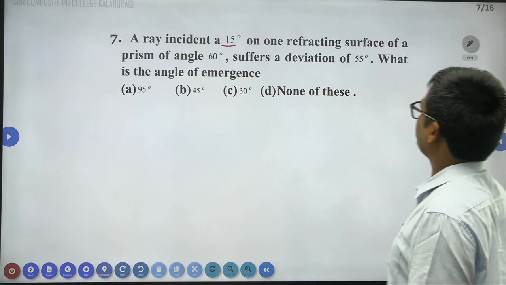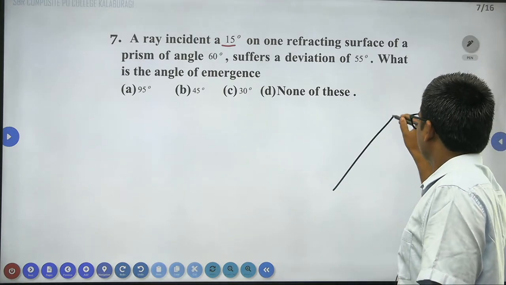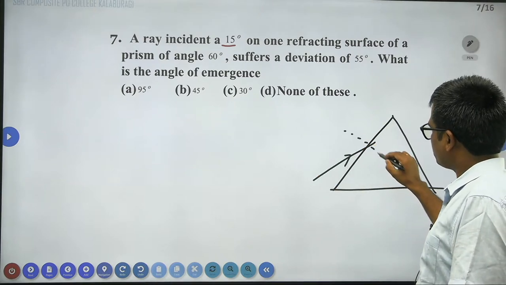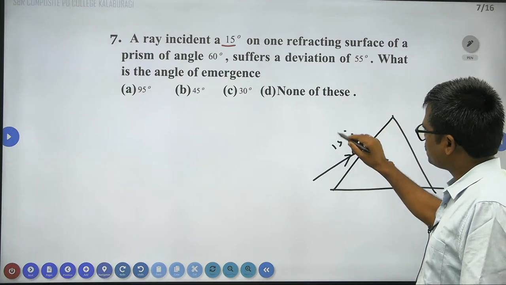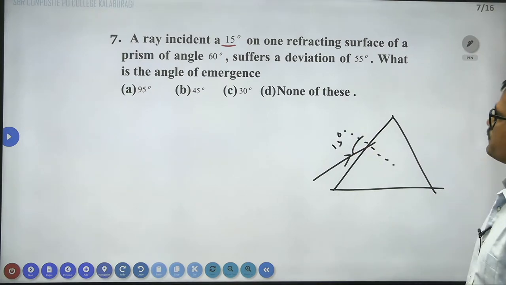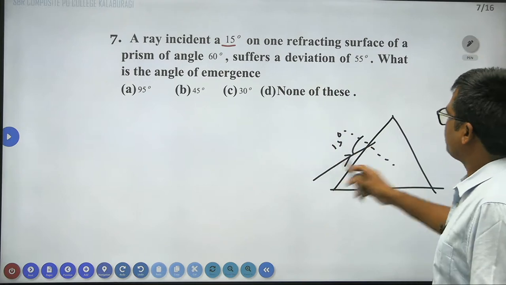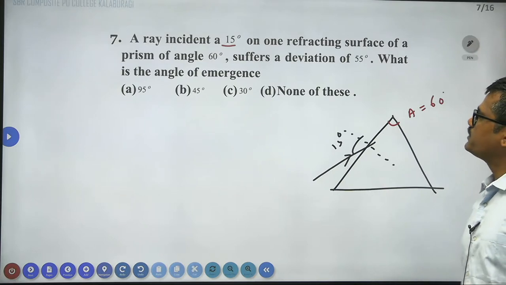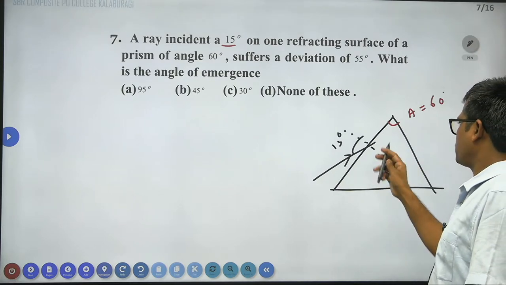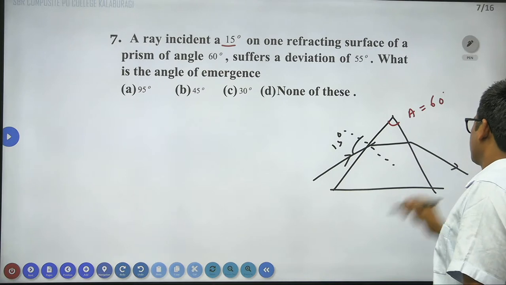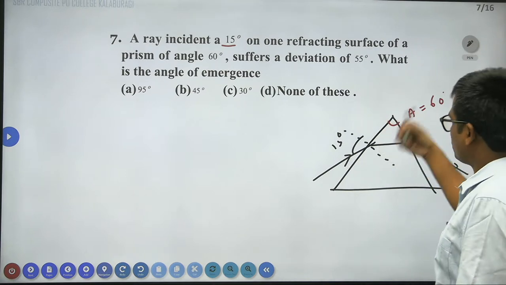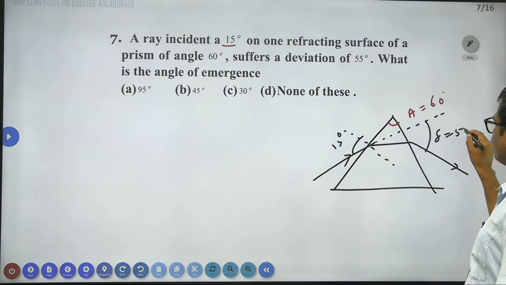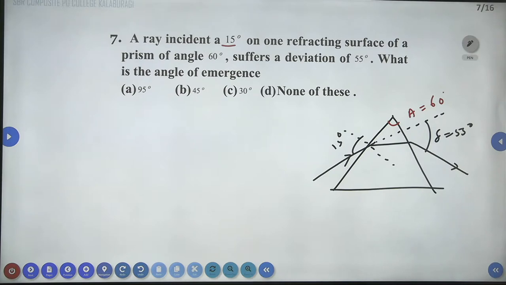Now, a ray incident at 15 degree on one of the refracting surfaces. We have a prism here. The light ray hits with angle of incidence 15 degree on the refracting surface. Then the angle of prism is given as 60 degree. The light ray goes like that and finally comes out like that, suffering a deviation. The overall deviation they have given is 55 degree. Got my point? 55 degree.